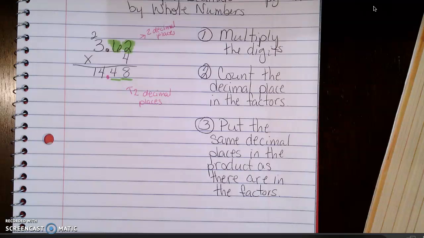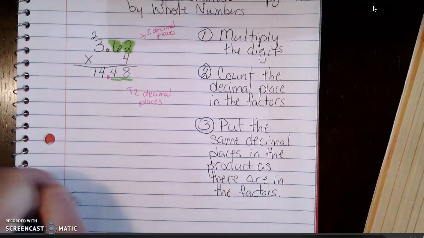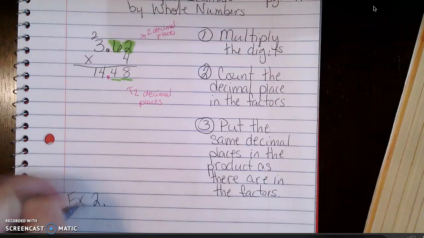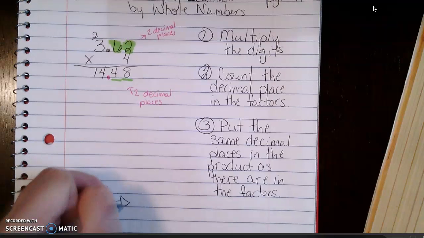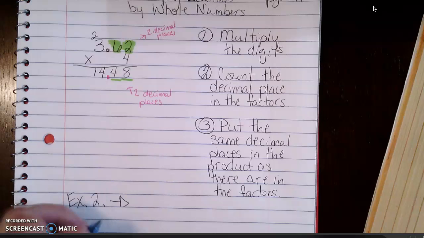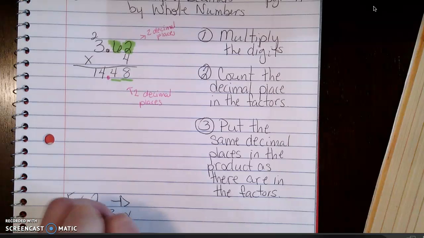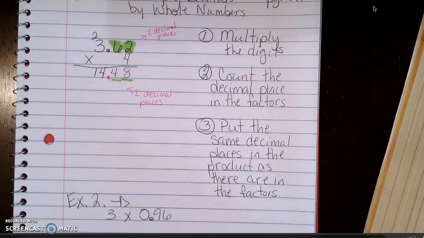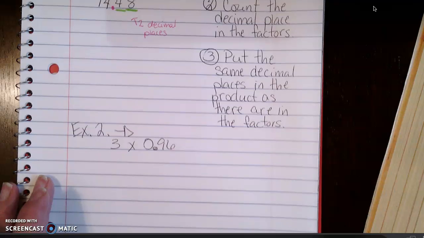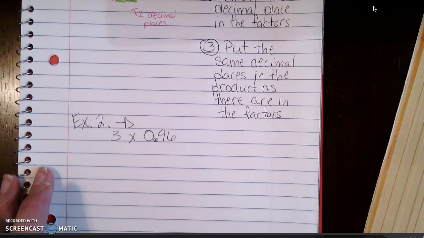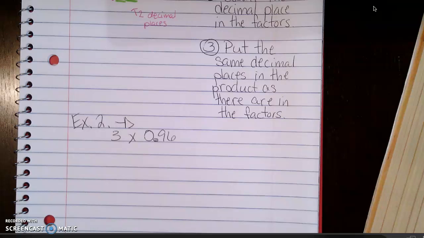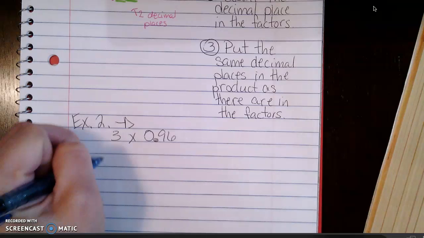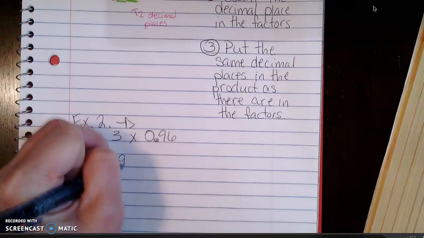Example 2 wants us to multiply 3 times 96/100. So they write it sideways for us. Sorry about that, there we go. And we need to flip it up and down, right? So we're going to switch it around. And I'm going to put the 96/100 on top.